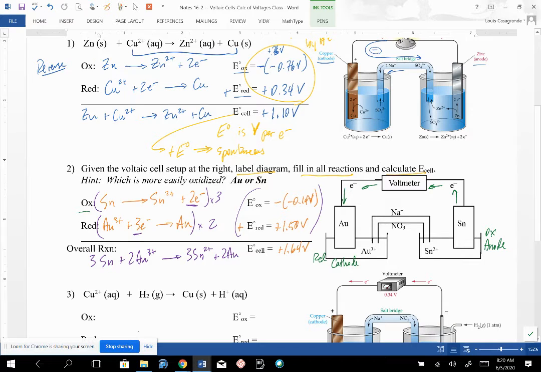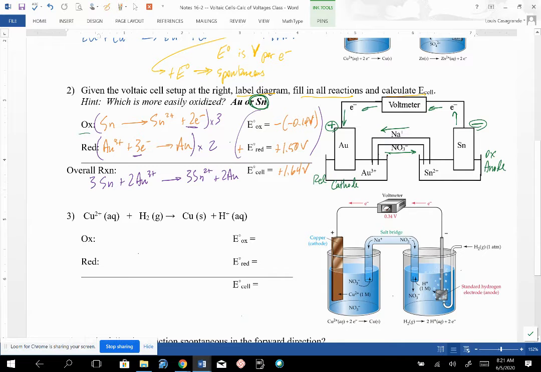And the negative ions are going to continue in that clockwise or counterclockwise direction, which means the sodium plus is going to go in the other direction. The tin electrode is the negative electrode because it's the source of the electrons. The gold would be the positive electrode because it's what's attracting those. So which is more easily oxidized? We already said that the tin is more easily oxidized. So that's the hint that's going to help you fill in these diagrams.